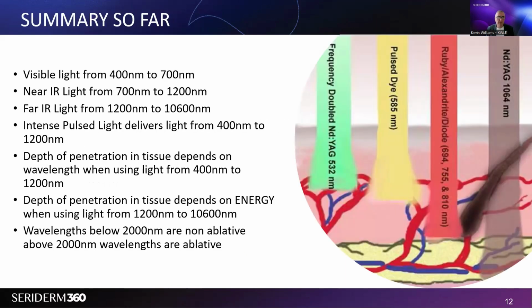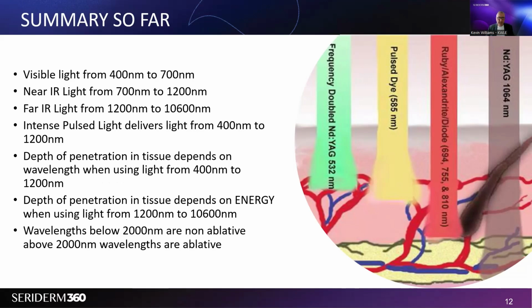Okay. So what have we learned so far? We've learned that visible light, the light that we can see, is from 400 to 700. We've learned that near infrared light is from 700 to 1200 nanometers. We've learned that far infrared light is 1200 to 10,600 nanometers. We've learned that an IPL delivers light from 400 to 1200.